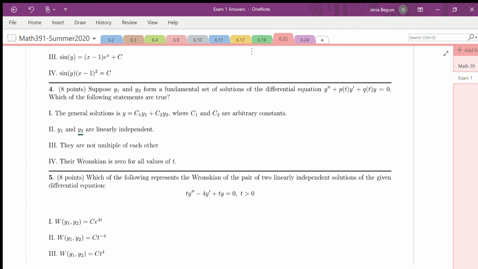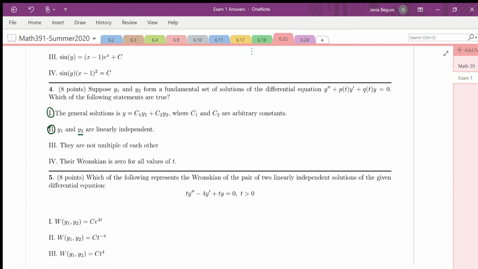So suppose y1 and y2 form a fundamental set of solutions of the second order differential equation. Which of the following statements are true? So is the first one true? The general solution is their linear combination. Yes. What about the second statement? Is that true? Yes, that's true.